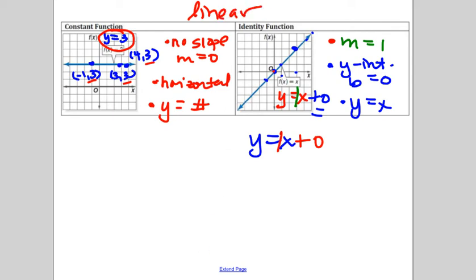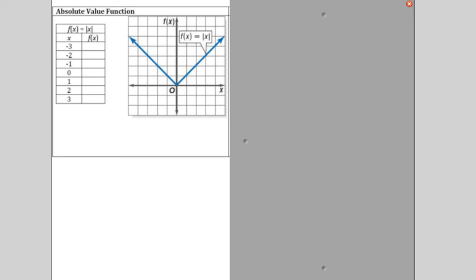Linear, because remember, they are made up of lines. Okay, this is a line and this is a line. And now we're going to move into our absolute value function. That's the one where I told you it looks like a V. Okay. So absolute value, remember we've covered this. It is distance, and it is always a positive value.